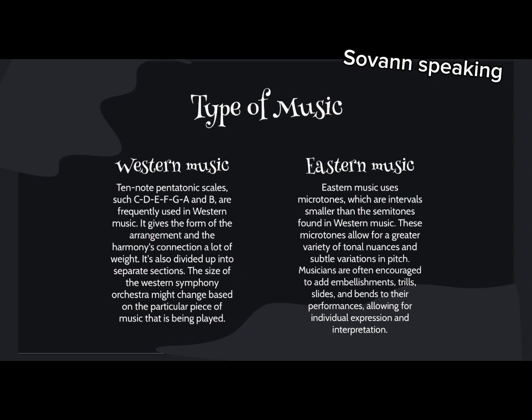Eastern music. Eastern music uses microtones, which are intervals smaller than the semitones found in Western music. These microtones allow for a greater variety of tonal nuances and subtle variations in pitch. Musicians are often encouraged to add embellishments, trills, slides, and bends to their performances, allowing for individual expression and interpretation.